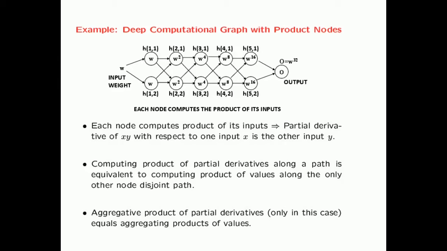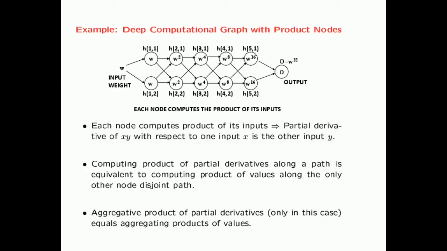Clearly the very first layer only has w because it only has 1 input. The next layer is w times w, so it's w squared. The next layer is w squared times w squared, so it's w to the power 4, and so on. And the output is w to the power 32. And you want to compute the derivative of the output with respect to the input. Now in this case, the output is expressed in closed form, so obviously we don't really need to use our exponential time algorithm. We can compute the derivative straight away.